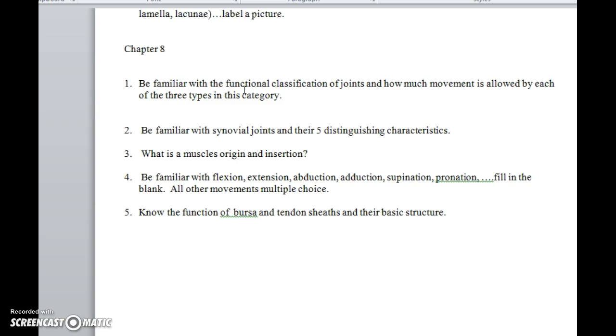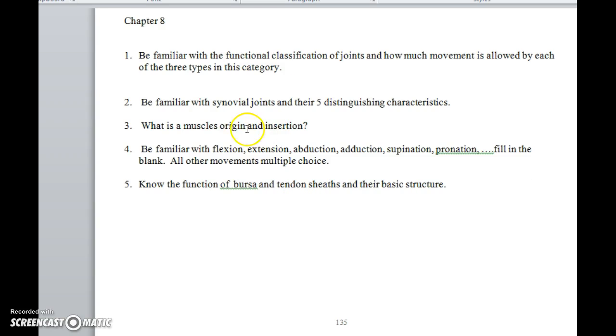But remember, the concept is they move a lot, they don't move at all, and they sort of kind of move. Those are your three categories. Just know what terms go with what. Muscles origin and insertion, I think that's on there.